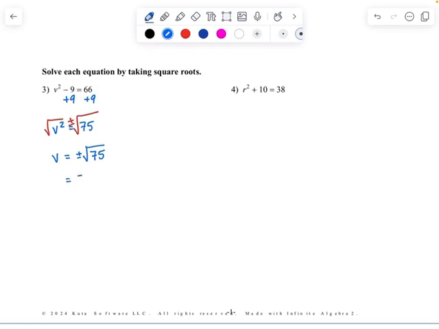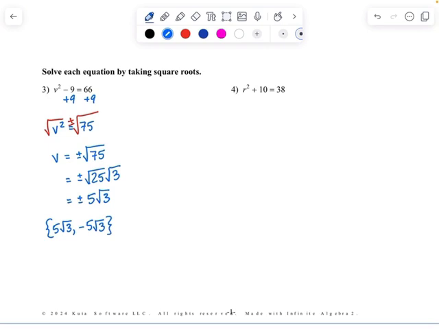So I'm going to simplify the square root of 75 by breaking it down into the square root of 25 and the square root of 3. And the square root of 25, that of course is a perfect square. So I'm going to get plus or minus 5 times the square root of 3. Those are my two solutions for number 3. It's positive 5 times the square root of 3 and negative 5 times the square root of 3. So I will write those both in curly brackets separated by a comma.